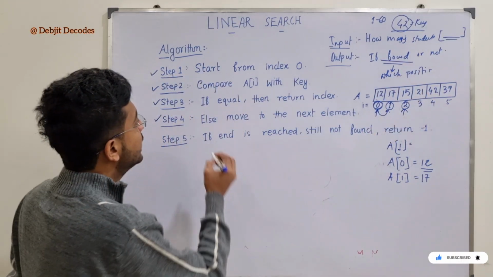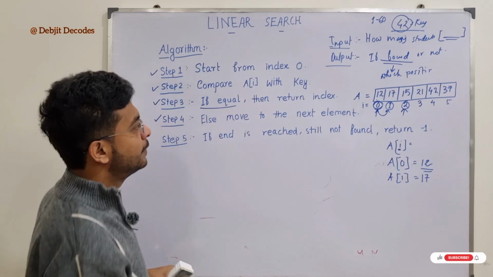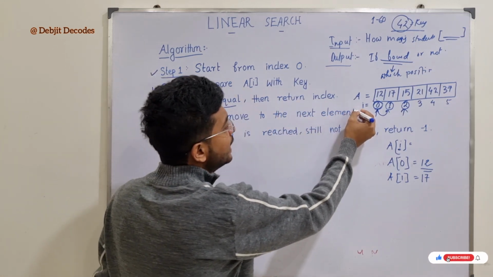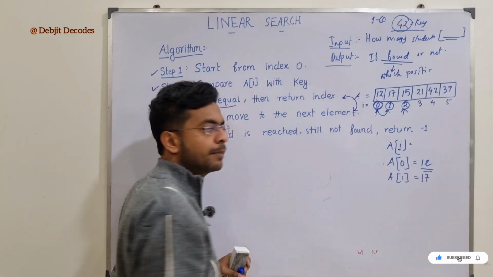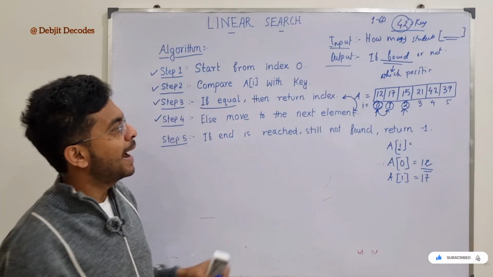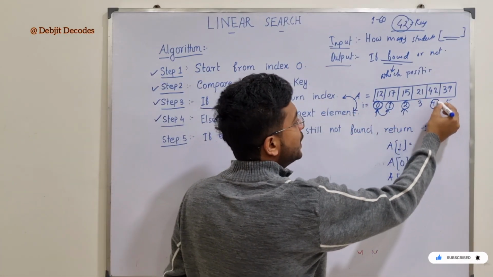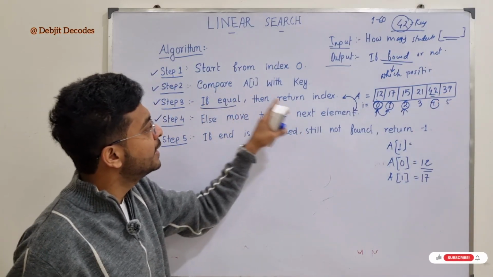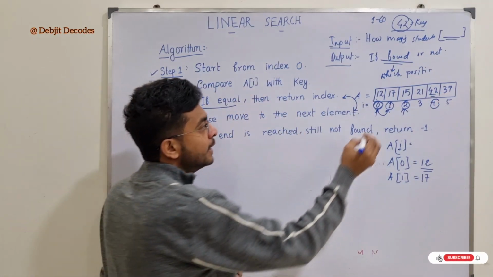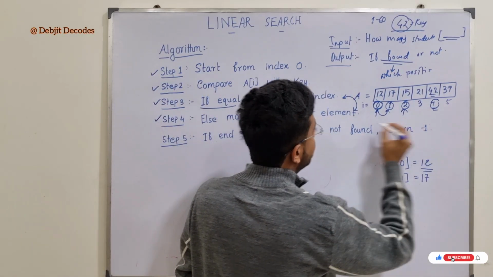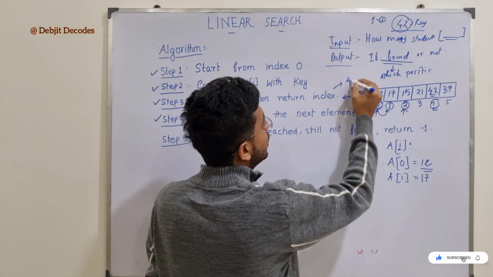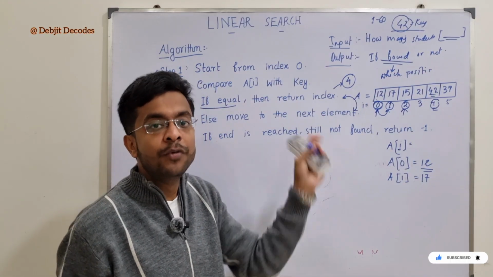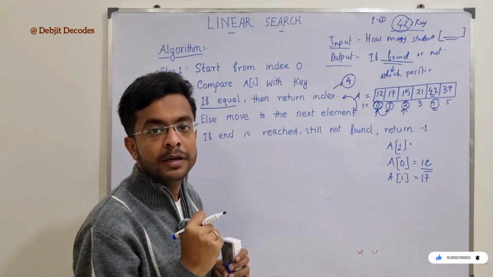So it is saying that if equal, then you return the index. So what are we doing? We are basically hovering between these two steps. At index 4, we have the value 42. So since it is saying that if it is equal, then return the index, what will be returned? The index of this particular element, that is 4. 4 is the index, so it will say that it is found at position 4 or index 4. Okay.